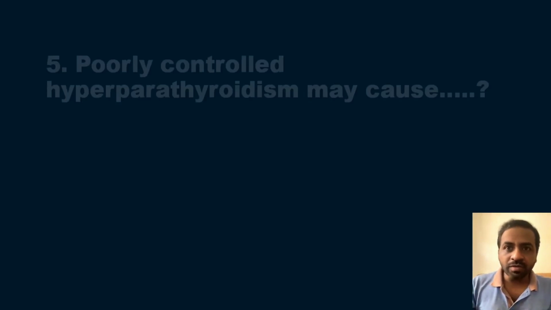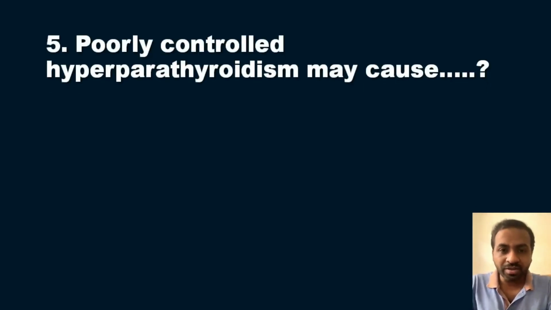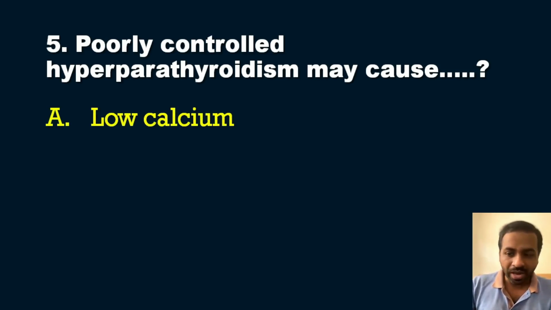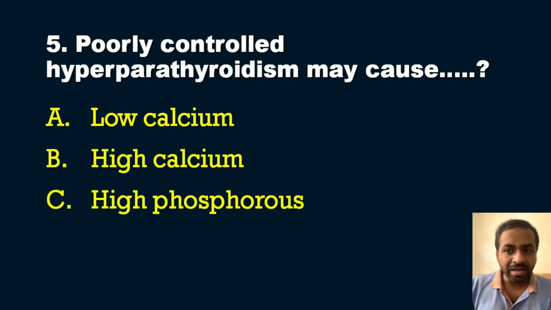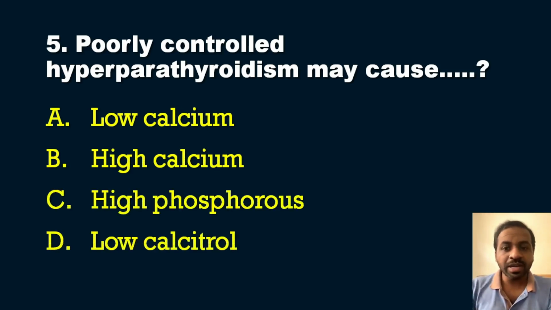Okay, so now we will move on to the fifth question, a very important question in our series. So the question is, poorly controlled hyperparathyroidism may cause. So you should read the questions very carefully. The options are: first one is low calcium, option B high calcium, option C high phosphorus, option D low calcitriol. So what is the answer?